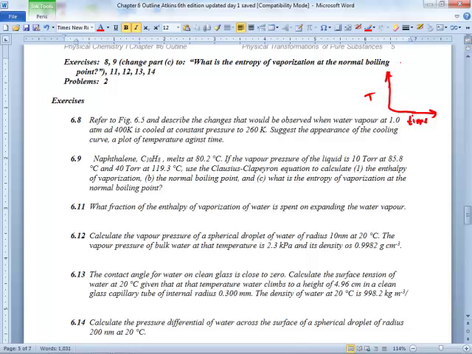I'm more interested in this number 11. Make sure that you can do that one. Does 9 make sense? It should. I think it's just plug and chug. Just watch your units. How about 11?